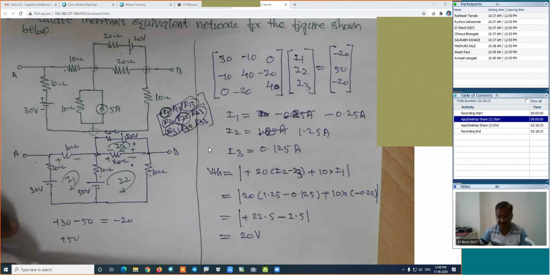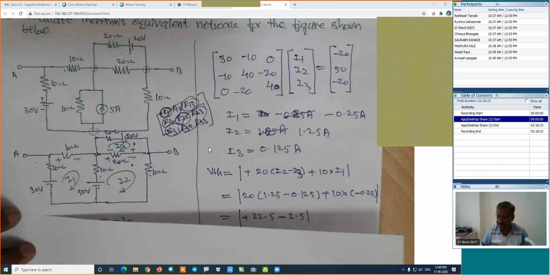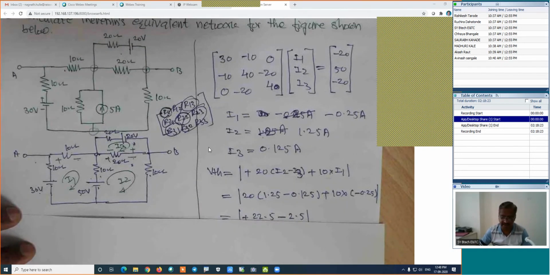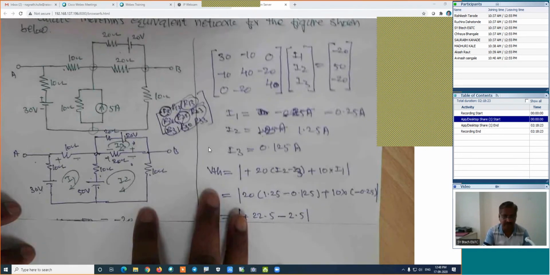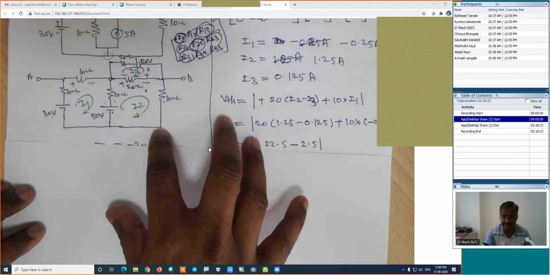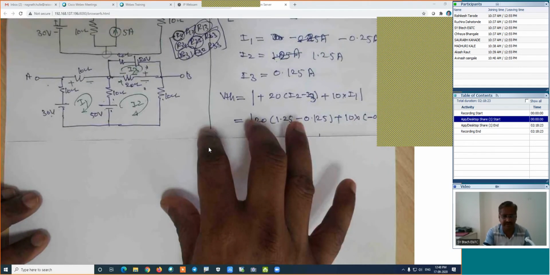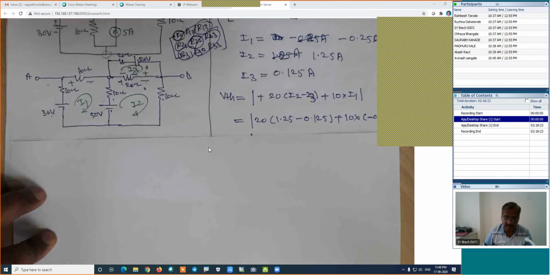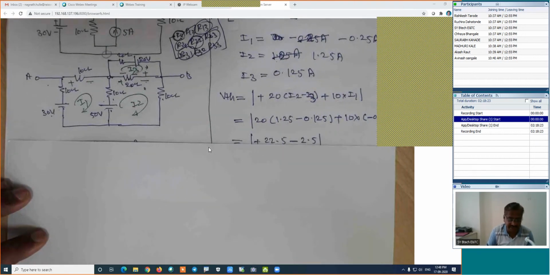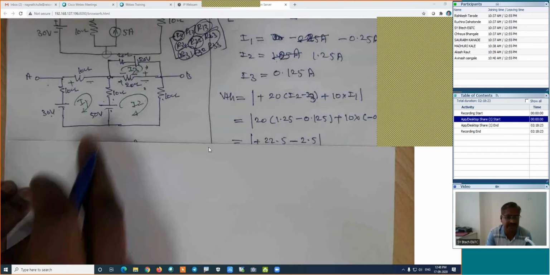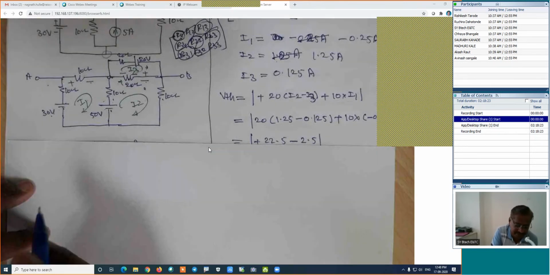I will do it a little fast. RTH, हमें RTH find out करना है. Now look at how the RTH calculation will be done. All sources are replaced by their respective internal resistances. Load resistance यहाँ पे है नहीं because ये terminals already दिए हुए हैं.